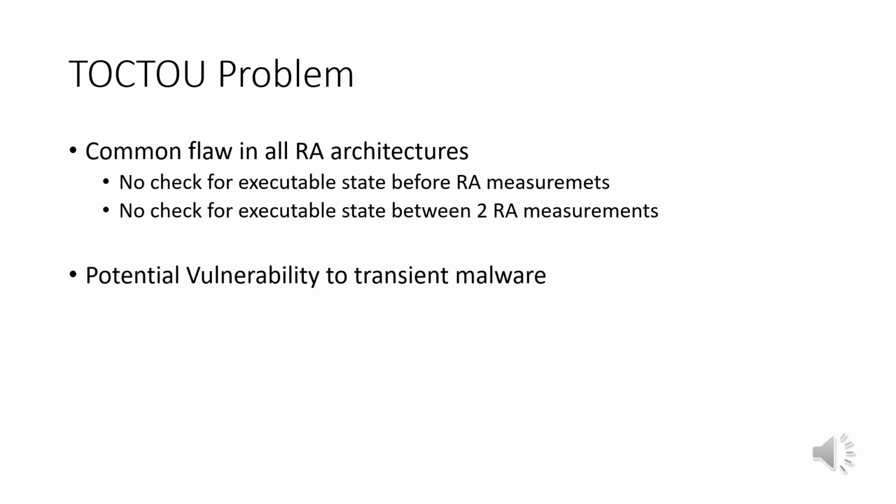Transient malware has the capability of deleting itself after carrying out its nefarious actions. This would mean that the state of the controller would be reported normal even though it has been corrupted by the malware. And even though the state is not the correct value, there is no way to check this since there are no intermittent RA measurements. This problem in controller systems is known as the time of check and time of use, or the TOCTOU problem.